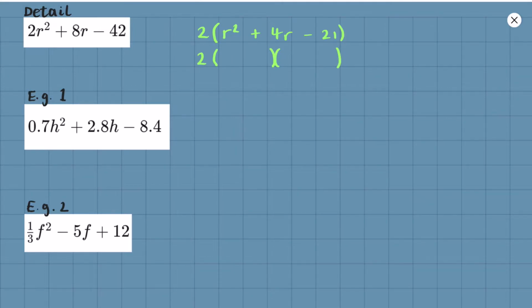That's not to say that it might have been a quadratic formula that needed to be used here, but if we were going to do that, we would have done it from the beginning. So we're going to have r and r. 21 has factors of 3 and 7, and I'm pretty sure I can get a 4 with that. So r plus 7, r subtract 3, and that's going to get me my quadratic equation factorized.